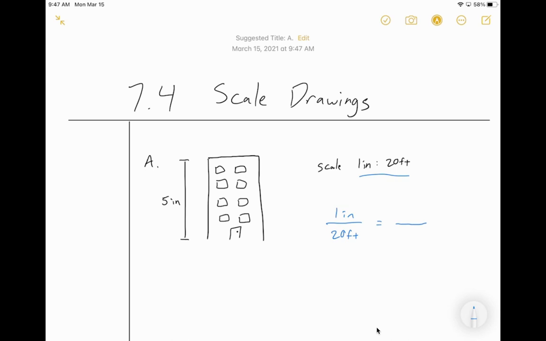Now, what information do we know? We know that this drawing is 5 inches. So we're going to put 5 inches on top. Now, why on top? Because we remember we match units, right? Inches on top, inches on top. Feet on bottom, feet on bottom. You guys kind of remember this, right? So I'm also going to think about this one is the small one over the big one. You can think of it that way. Now, what I don't know is the height in actuality, right? I don't know what the actual height is, so I'm going to put X.